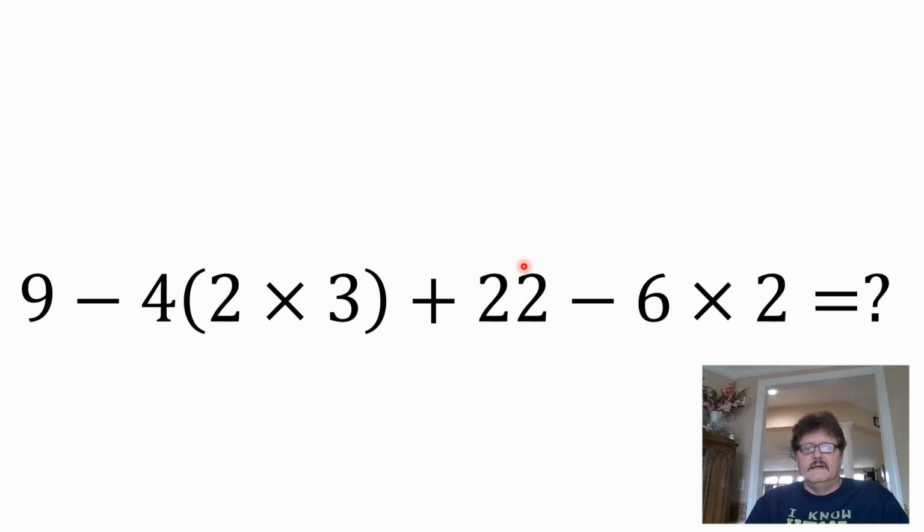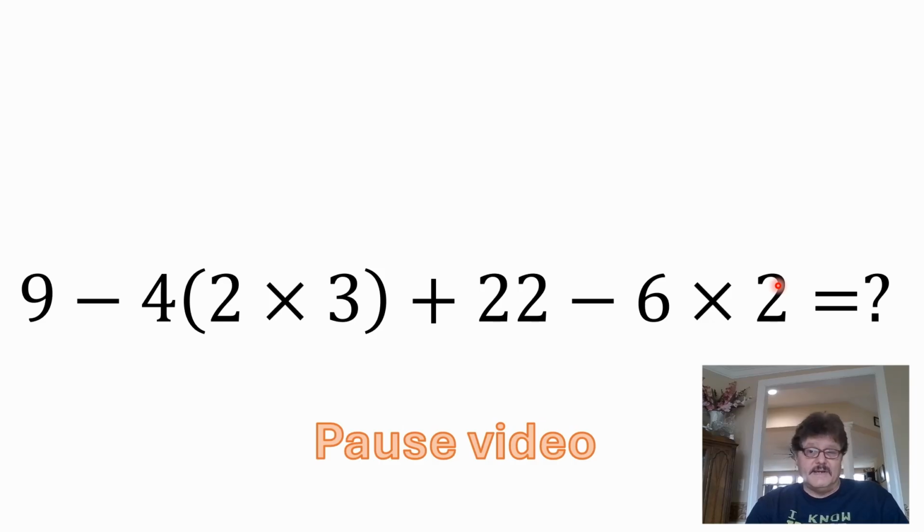We have a mixed operations problem here that I found online. With this one, it's 9 minus 4, and then multiplied by parentheses 2 times 3, plus 22 minus 6 times 2. All right, kind of a weird looking problem, but it's really more of a brain teaser. If you'd like to, you could pause the video here, and we'll come back and work this one out together.